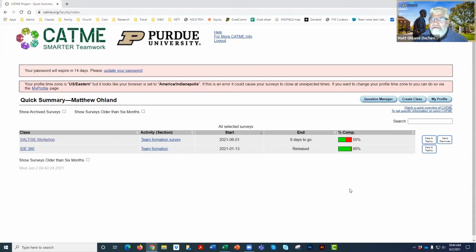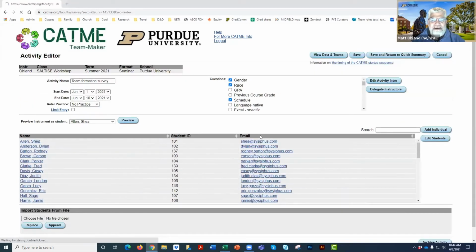We're at 55%. I need to make one other change. Oh, because I assigned a new user, no wonder you can't log in. Hold on a second. I added a new user and I didn't add that person here.